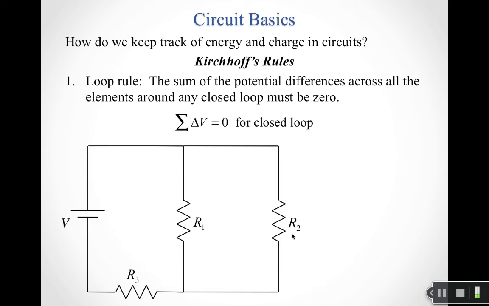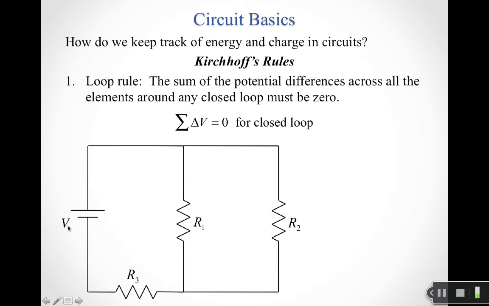So how do we keep track of energy and charge? There's a couple of rules that we're going to use, and they're known as Kirchhoff's rules. One of them is the loop rule. The loop rule tells you that the sum of the potential differences across all the elements around any closed loop must be zero. Mathematically, we write this as the sum of the potential changes around a closed loop has to be zero.